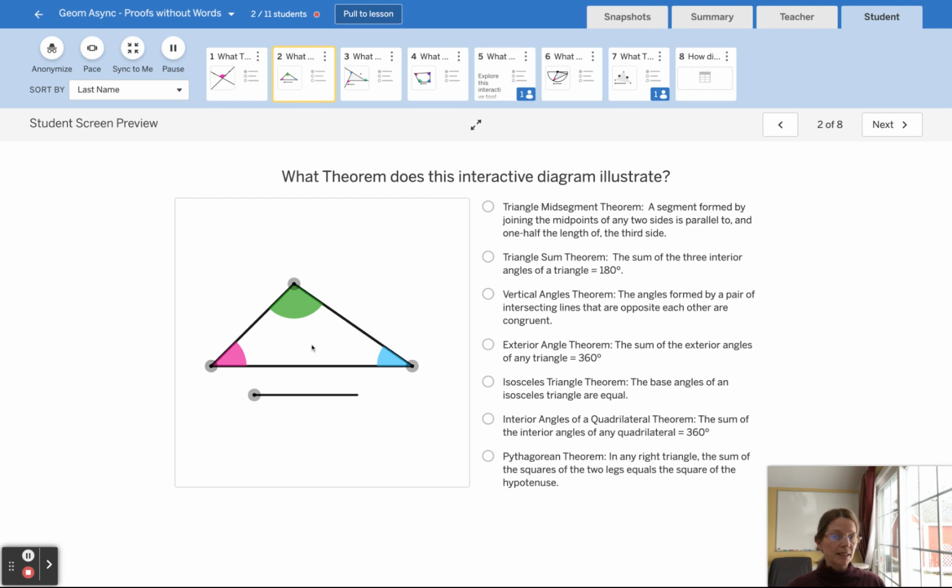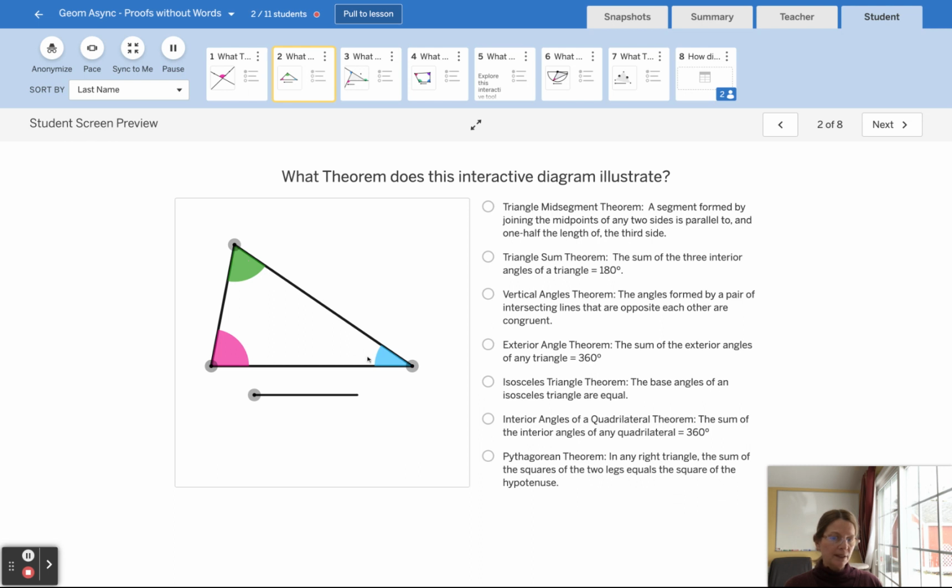What theorem does this interactive diagram illustrate? And I see that there's a triangle. I see that there are angles, pink, green, and blue, that are listed. I see that I can move this triangle and change it to a different shape. So it's not a right triangle necessarily. I don't want to pick Pythagorean theorem. It's not necessarily an isosceles triangle because it doesn't have to be isosceles. It could be scalene. So what happens when I move this slider?